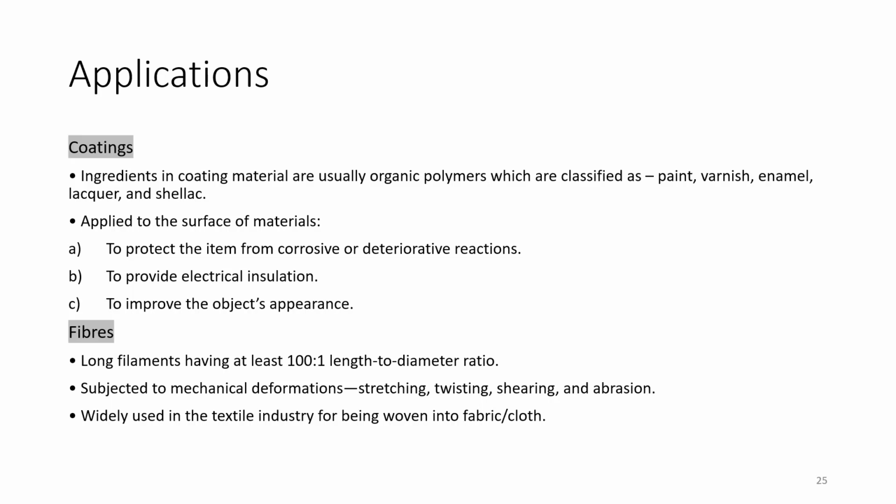Next is coatings. So ingredients and coating materials are usually organic polymers which are classified as paint, varnish, enamel, lacquer and shellac. It is applied to the surface of materials to protect items against corrosive and deteriorative reactions, to provide electrical insulation, and to improve the object's appearance.